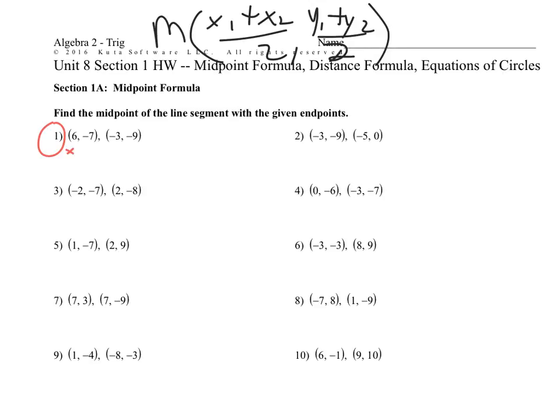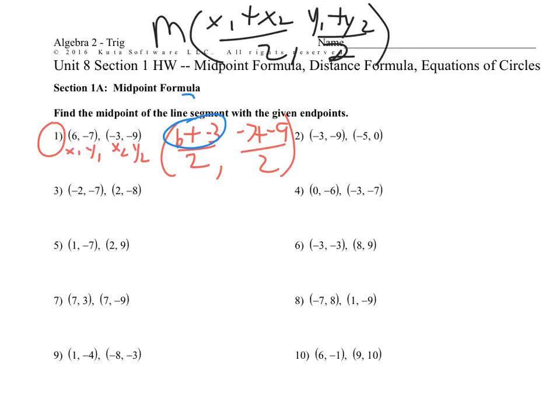So this is x1 and y1. This is x2 and y2. So we're going to do 6 plus negative 3 divided by 2. And then we will do y1, which is negative 7, plus y2, which is negative 9, divided by 2. Now we want to simplify a little bit.